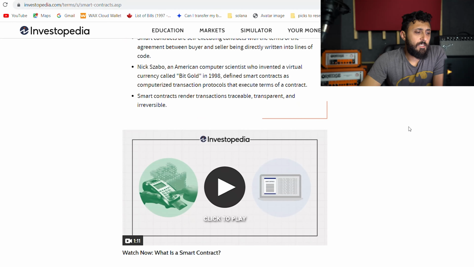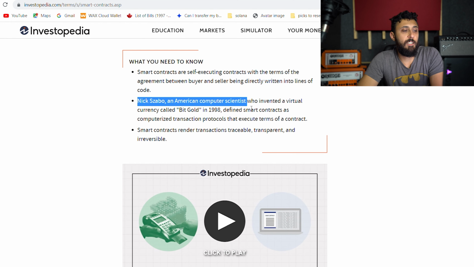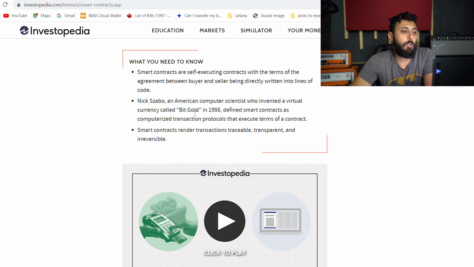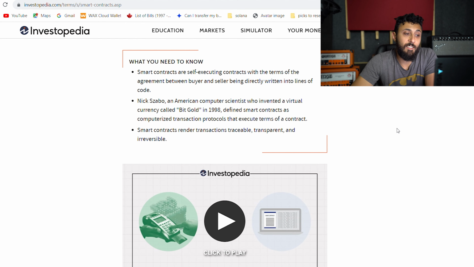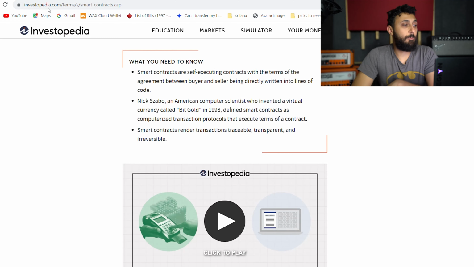Another really important thing to mention, a little informational tidbit for you guys, is that smart contracts were created by someone named Nick Szabo, a computer scientist who invented the virtual currency called BitGold in 1998. And what's interesting about that is that the concept for digital money with a smart contract was already in the idea tank, inside the think tank of Nick Szabo and whatever his team was for BitGold.